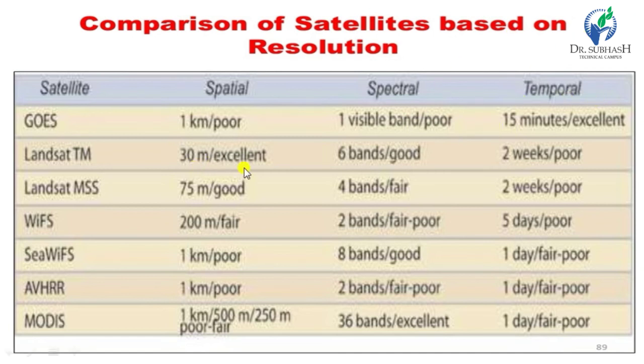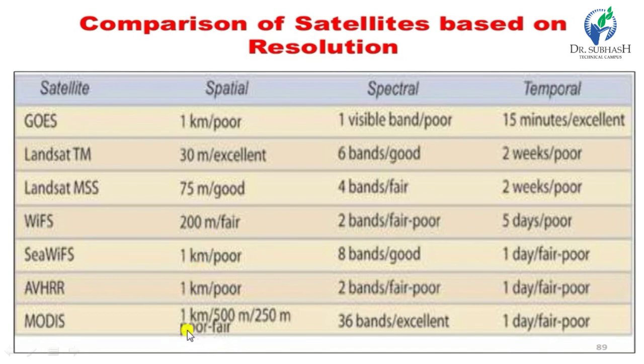Landsat has 30 meter. That resolution was very excellent. We have seen that previously, and the spectral resolution is 6 bands, so we can classify somehow, but it is good, not excellent. And the temporal resolution is 2 weeks, like it can capture one area once per 2 weeks. So that is very poor. Another Landsat is 75 meter, and that is 4 bands spectral, so that is very fair. And 2 weeks temporal resolution is very poor.